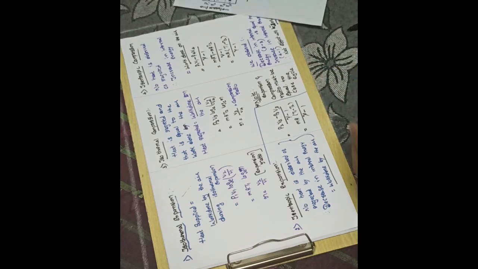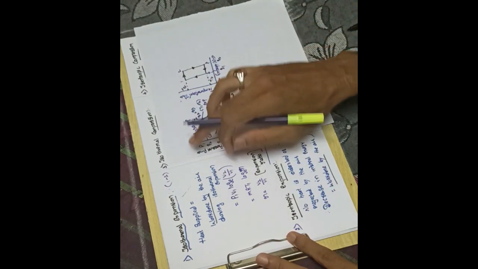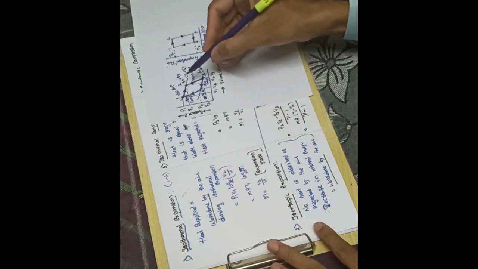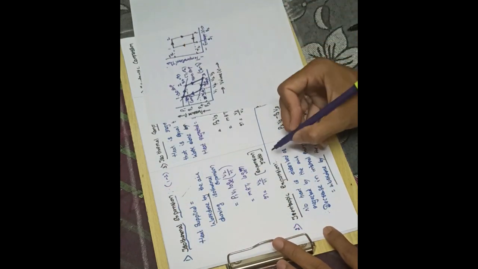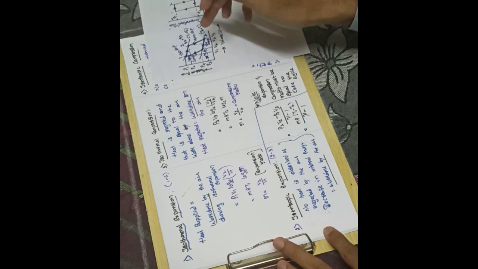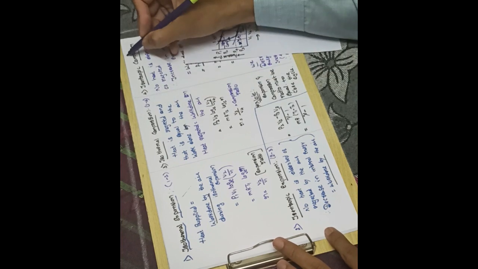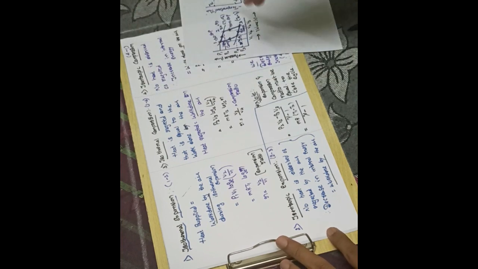And now here, as we have seen, this is 1 to 2 process. What is that process? Isothermal expansion. And the second process 2 to 3 is isentropic expansion. And next one is 3 to 4, what is that? Isothermal compression. And this is what the 4 to 1 process is.